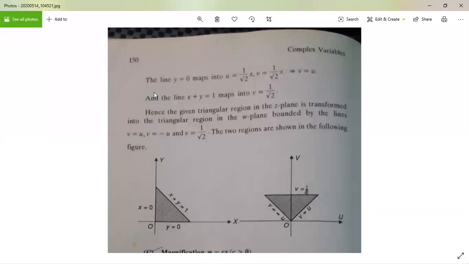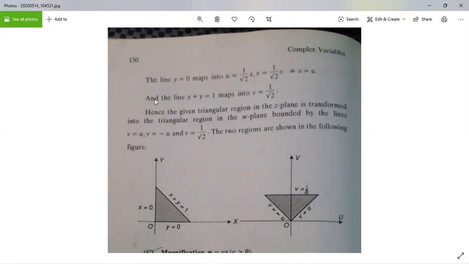Now, for the line y equals 0, when we put y equals 0 in u and v, we get u equals 1 by root 2 x and v equals 1 by root 2 x. This implies that u equals v.